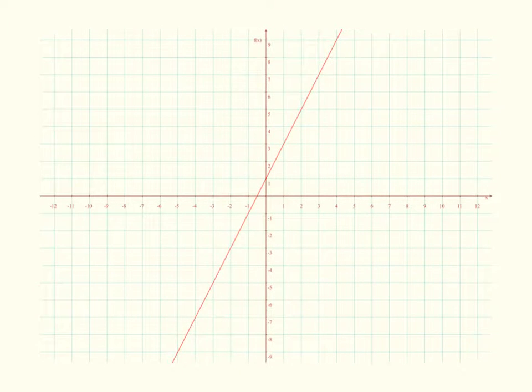If I gave you this graph with this straight line on it, would you be able to tell me what the equation of that line is? Well, this is what this set of videos is hopefully going to show you. What we're going to look at is the equation y equals mx plus c, where c stands for the y-intercept.